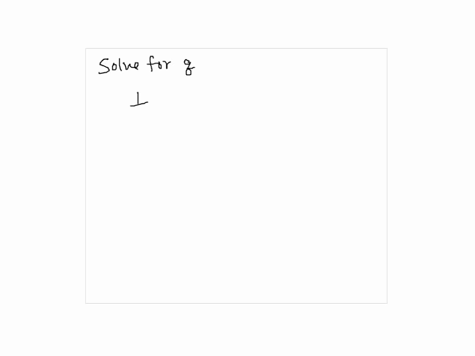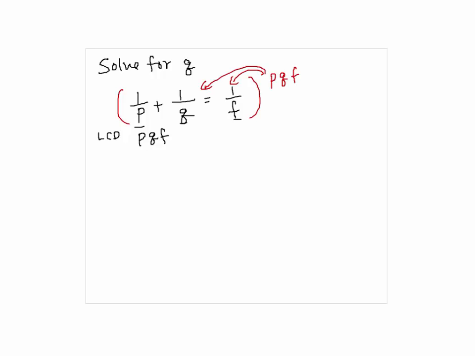Solve for Q. 1 over P plus 1 over Q equals 1 over F. First, we're going to find the LCD of P, Q, and F, which is P times Q times F. Then we're going to multiply each fraction by PQF to eliminate the fractions. So we have QF plus PF equals PQ.